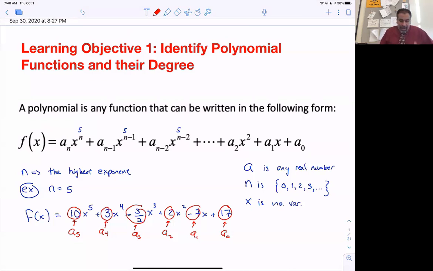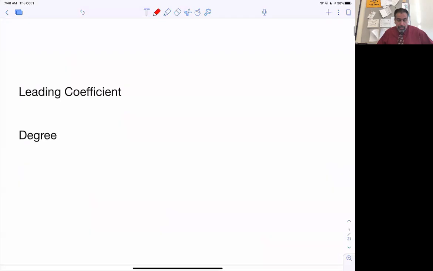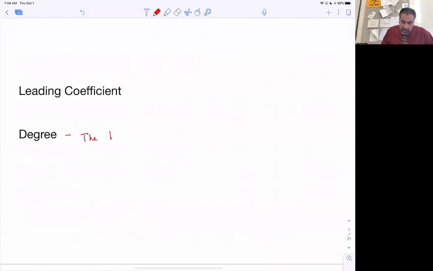And remember, the highest exponent, that's going to be called the degree. The degree of the polynomial is the highest exponent. This guy down here is degree 5. Okay, degree 5 polynomial. So there's an example. We're going to look at our first, oh, I'm sorry, we got two more terms to define. There's the leading coefficient and the degree. We already said that the degree is the highest exponent in a polynomial. So make sure you have that down.